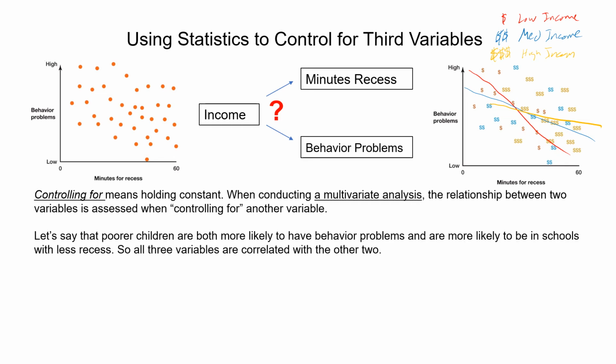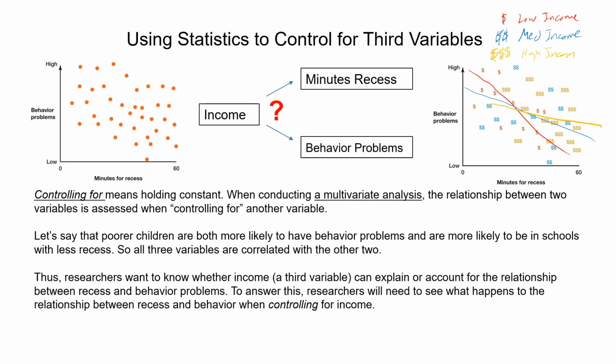So it could be more likely that poorer children are more likely to have behavioral problems and more likely to be in schools with less recess as a result. So these three variables are correlated with the other two. The researchers here want to know whether income, the third variable, can explain or account for the relationship between them. To answer this, they'll need to see what happens in the relationship between recess and behavior when controlling for income.